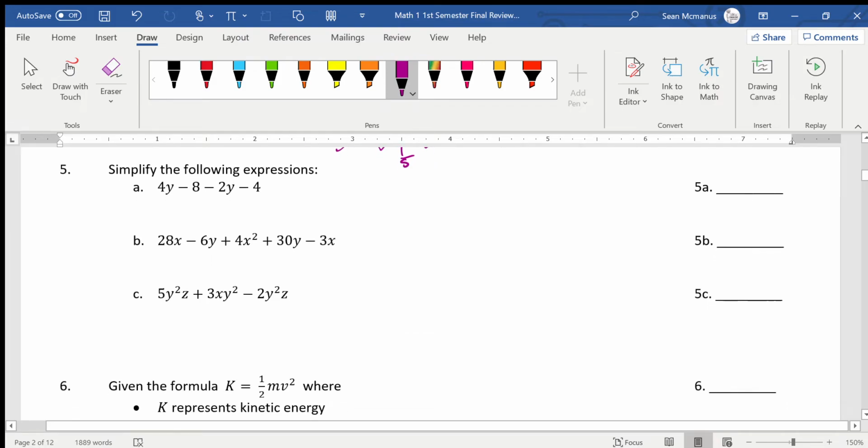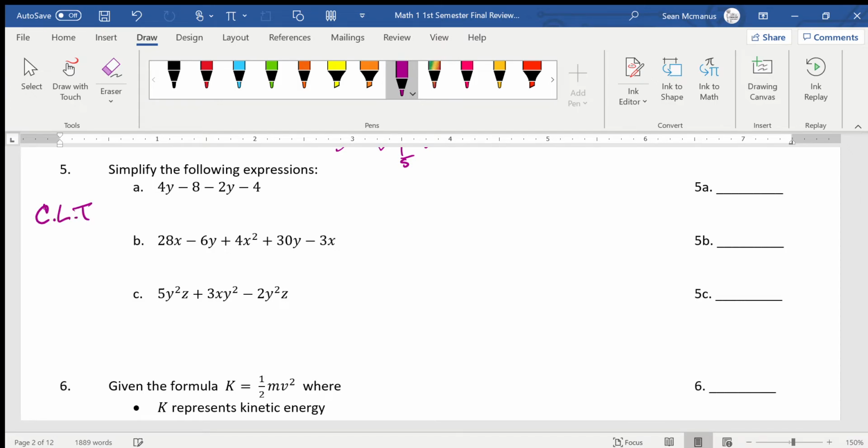All right, number 5, simplify the following expressions. So this is really just combining like terms. All right, let's use a different color. So we're going to try and see where I can combine. So I know I can combine these guys because they have y's, and I can combine these ones because they're constants. So 4y minus 2y would give me positive 2y, and negative 8 minus 4 would be negative 12. So 2y minus 12 would be how I would simplify that one right there.